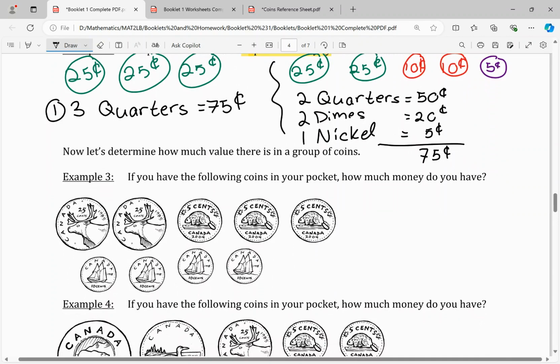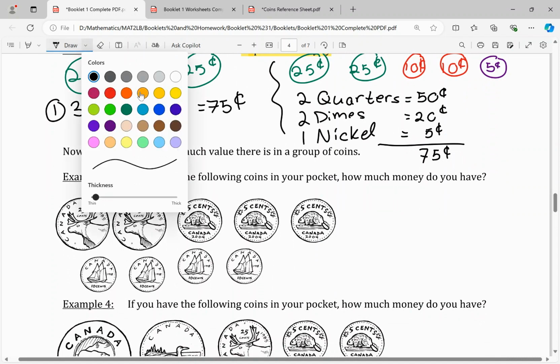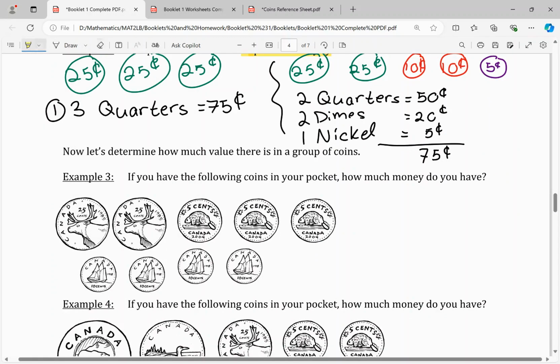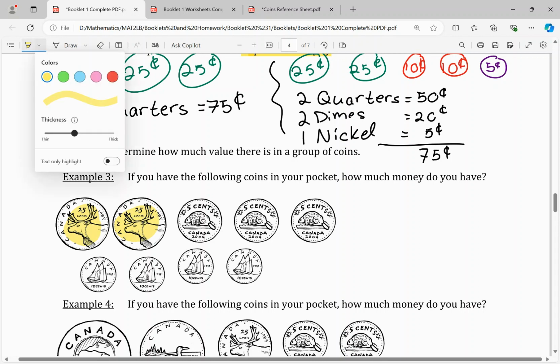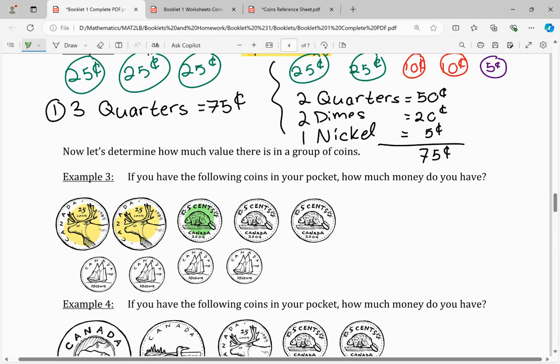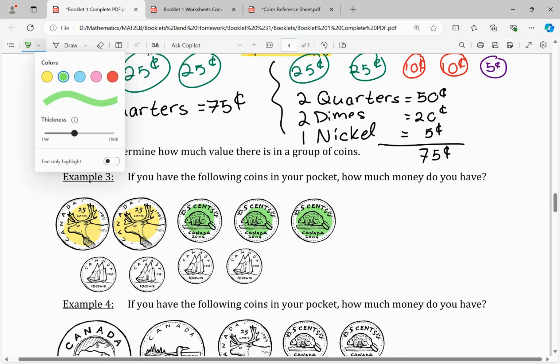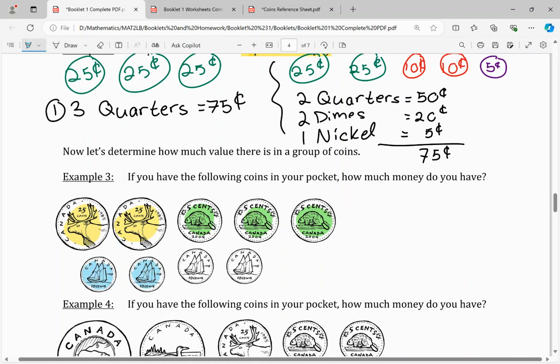In the next example, we work backwards. Instead of picking coins to make a certain amount of money, we are given coins, and we need to calculate how much money we have in the pile. So our first example, we have 2 quarters, which I'm going to highlight in yellow here. We have 3 nickels, which I'm going to highlight in green. And we have 1, 2, 3, 4 dimes, which I'm going to highlight in blue.